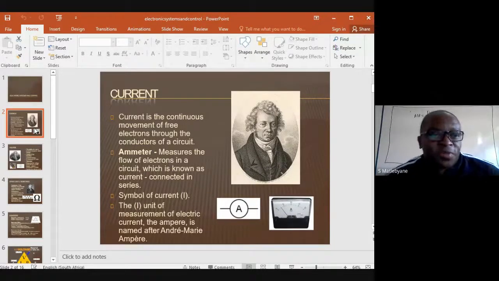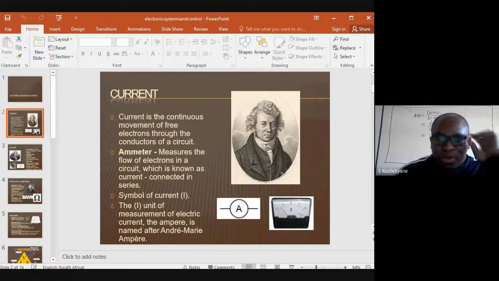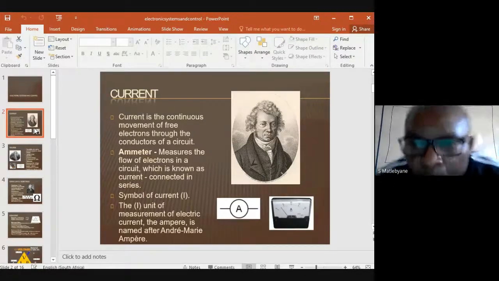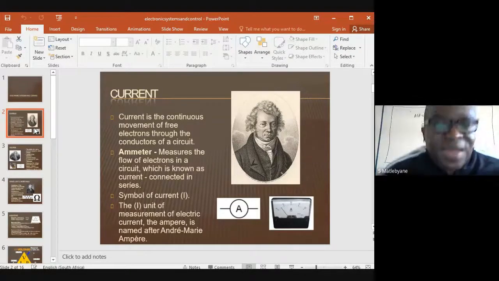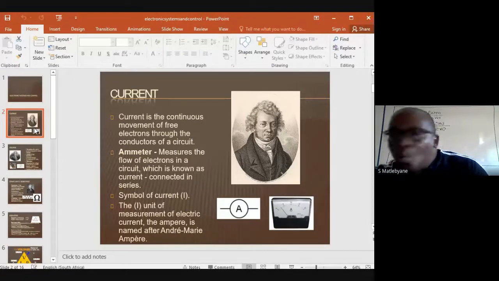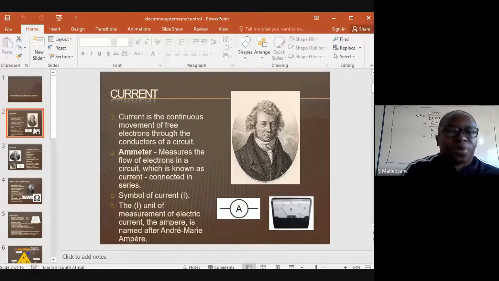There are three things which are important when we talk about electronic and electrical systems and control. The first thing is current. And I know in NS, you also do it. You also go through the following. So this is just revision, but I need to drill it in so that you understand it, because this is important. So what do we need to know about current?